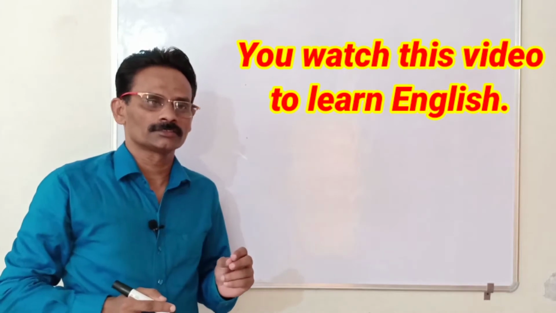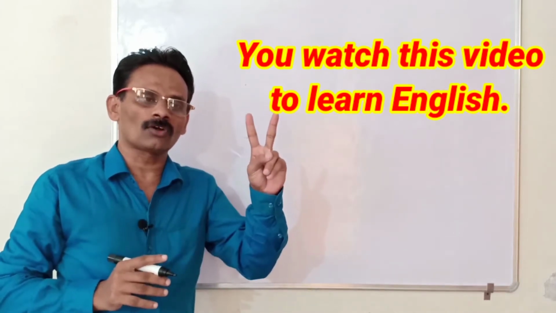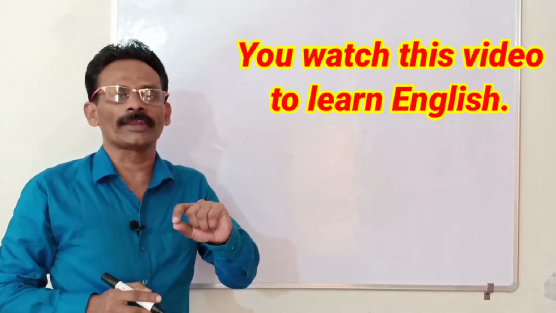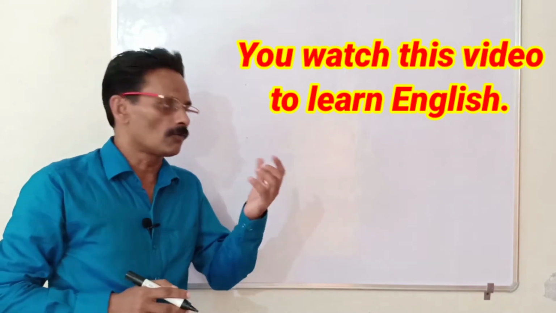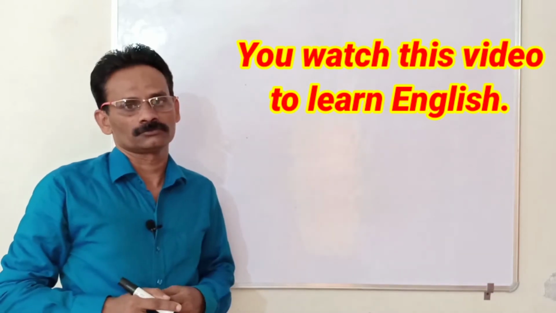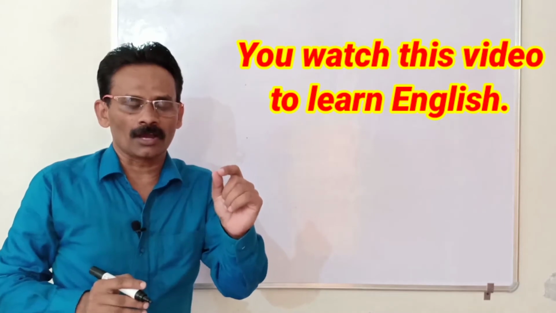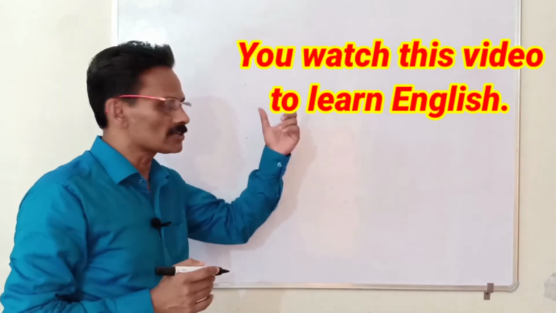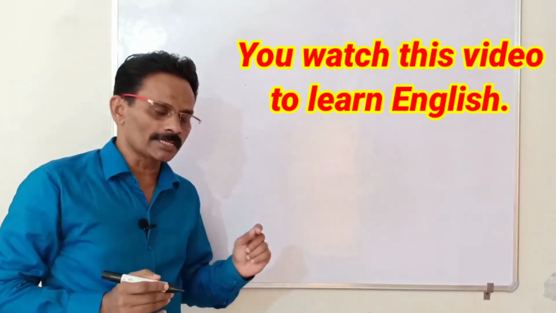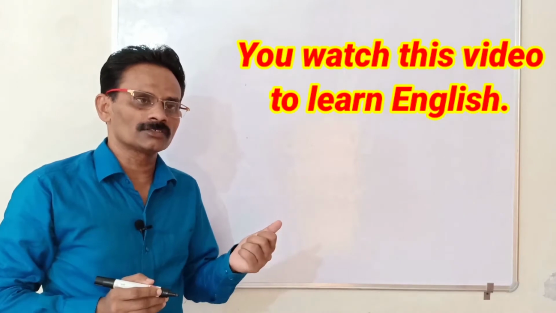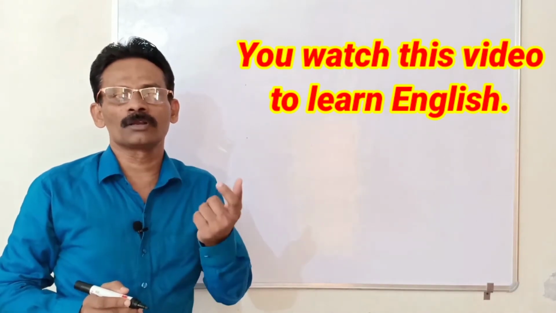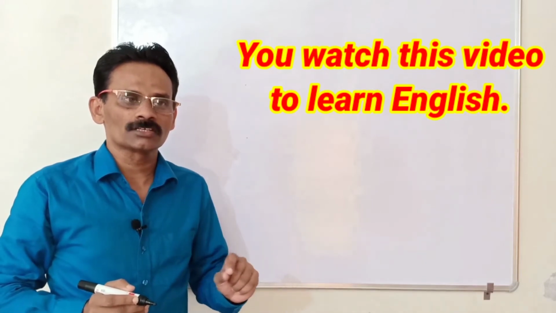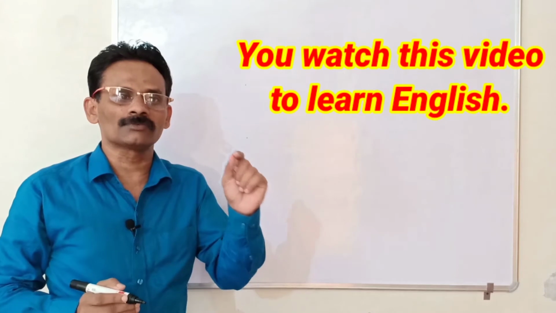That is to say, there are two categories of verb: finite verb and non-finite verb. How do you find out the finite verb? If you want to find out the finite verb, change the tense of this sentence. You change the sentence into either simple present tense or simple past tense. And whatever verb changes, that verb is the finite verb.